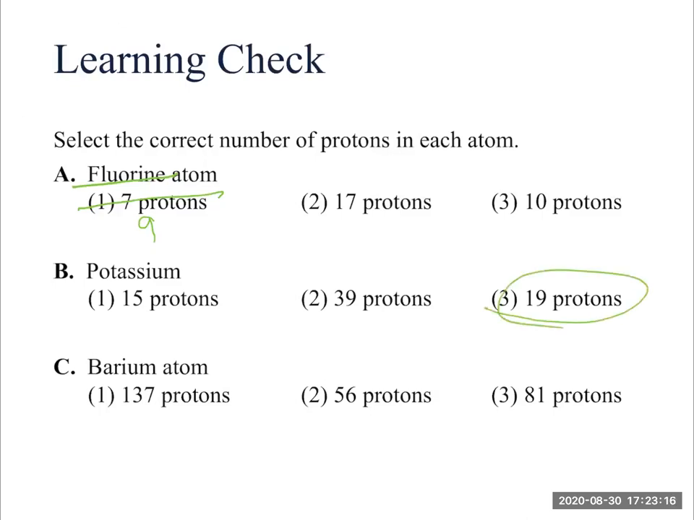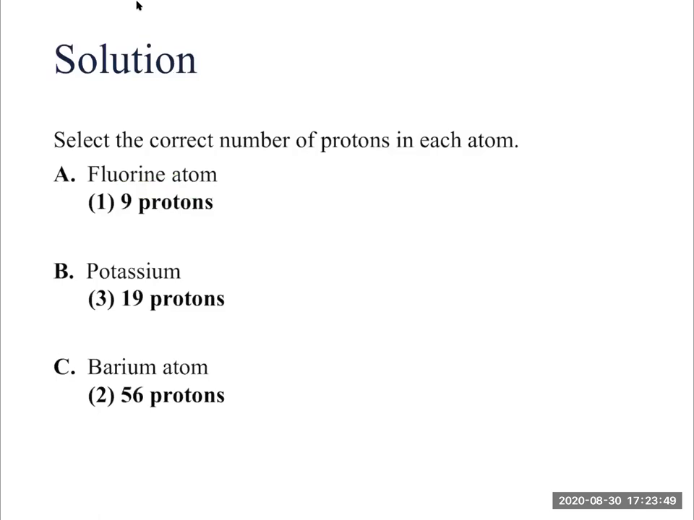Barium, if you look at the periodic table, where is barium? Yeah, barium is number 56. That means that it has 56 protons. Yeah, so here's the answer. I don't know why they put 7 in the other one. It should be 9.